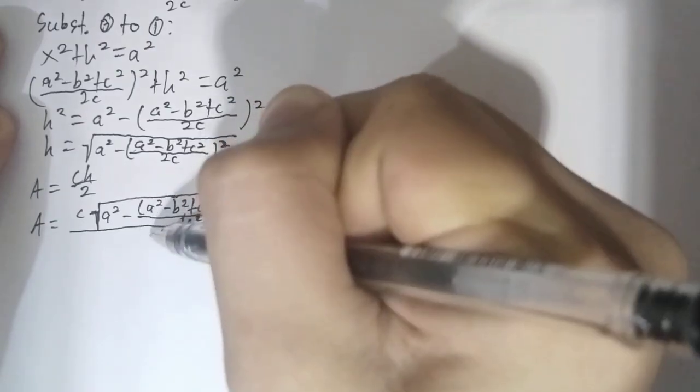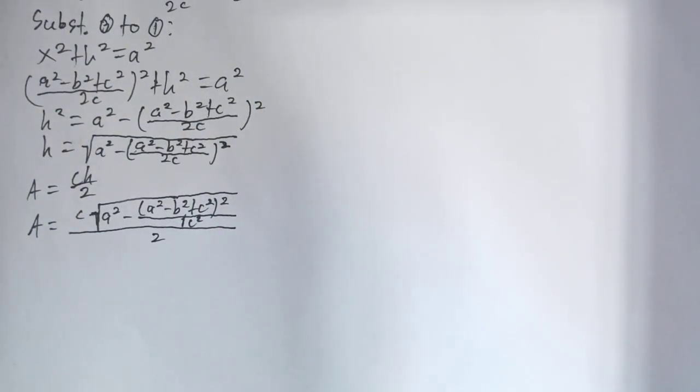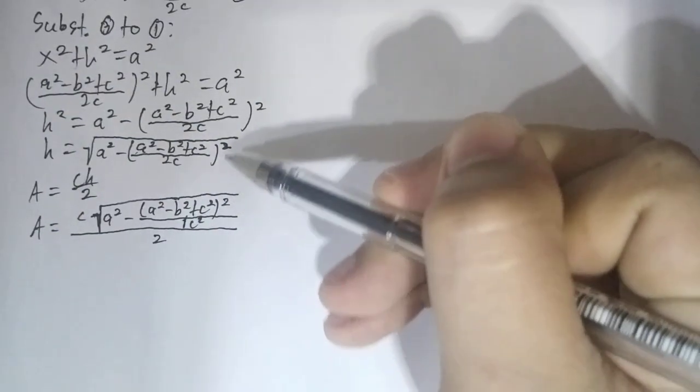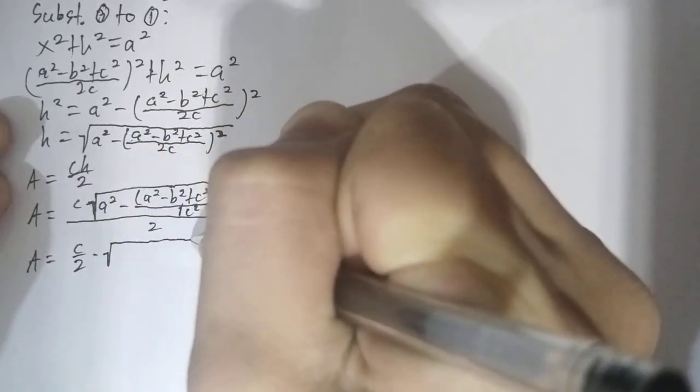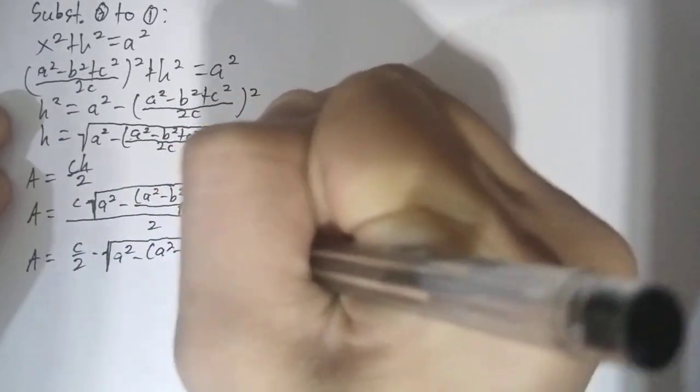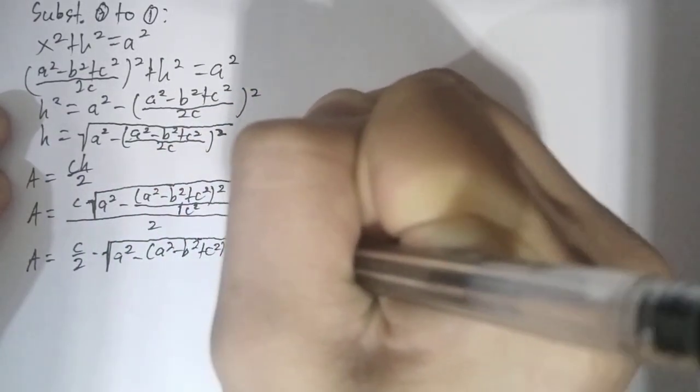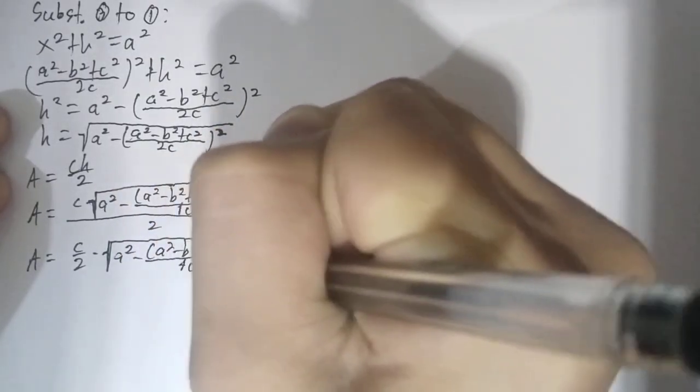All over 2, right? So what I did here, I just basically distributed the square in the numerator and denominator, in case you're wondering. And then next, we would rewrite this as A is equal to c over 2 times the square root of a squared minus the square of (a squared minus b squared plus c squared), all squared, all over 4c squared.